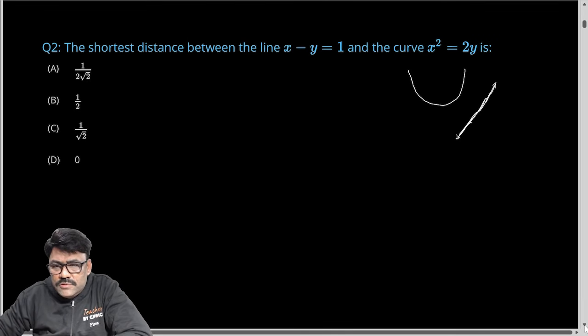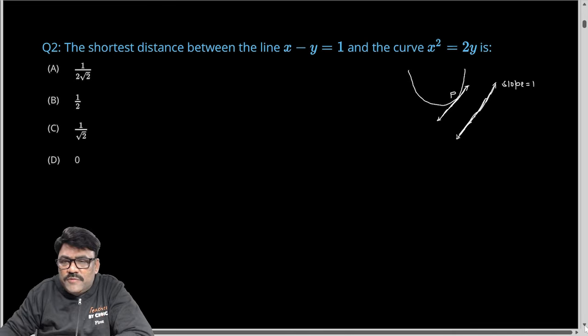So what you will do, just take a point on the curve where the tangent is parallel to this line. Let's say P is a point on the curve at which tangent is parallel to this line. And this line has slope 1. So that means slope of the tangent at P is 1. And slope of tangent is what?